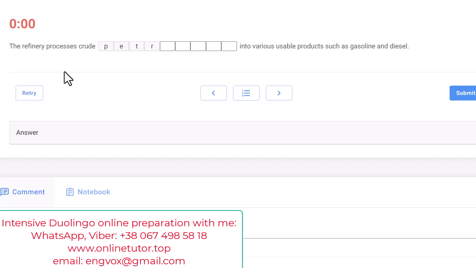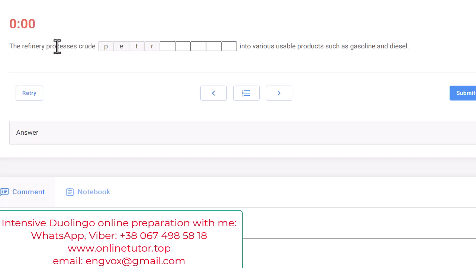Okay, let's read please. The refinery processes crude something, petrol, into various usable products, such as gasoline and diesel. The first stage, the gestalt, the context. Gasoline, diesel, I think you understand, all of you, those products for cars, and not only cars, various usable products. Look please, it's not "processes" as a noun, because if you're not experienced, you may think that. No, it's a verb. You see? Why is it a verb?